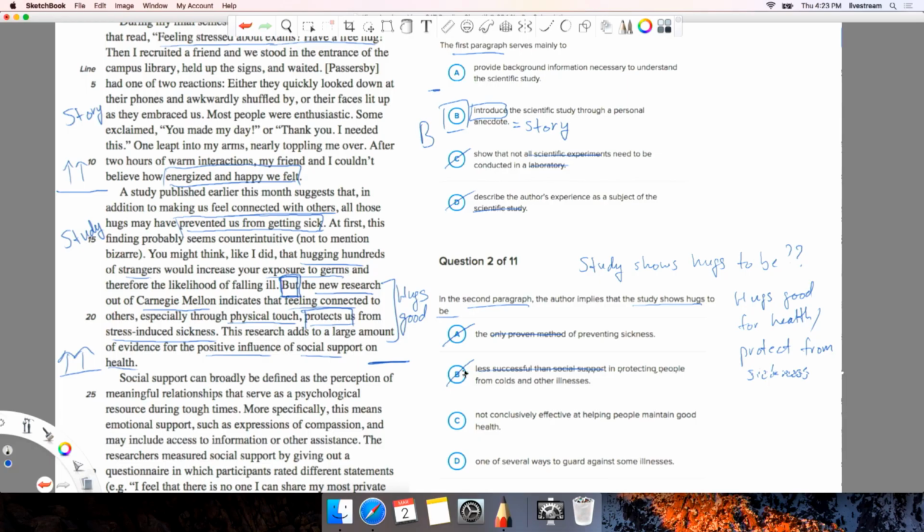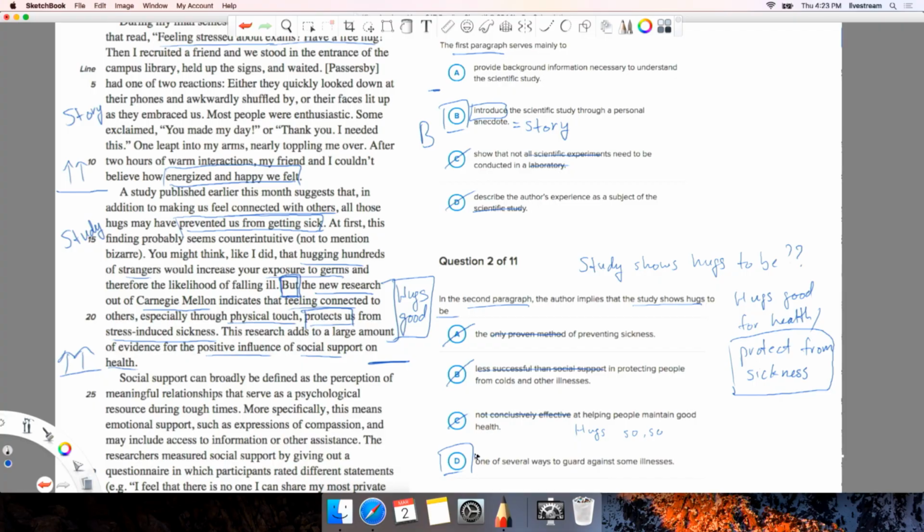And then we have C: not conclusively effective at helping people maintain good health. So actually, the tone of this is that hugs are so-so, like we're not sure about hugs, but we have hugs good here. We know hugs are good, even if we didn't read the passage. So not conclusively effective is the opposite of what the author is actually implying. And so D then: one of several ways to guard against some illnesses. Well, here was that part of my prediction. So protect from illness, good for health. And so therefore, my answer is D.